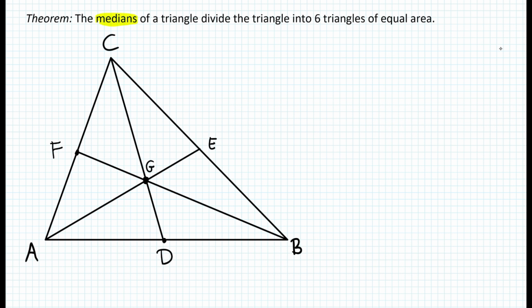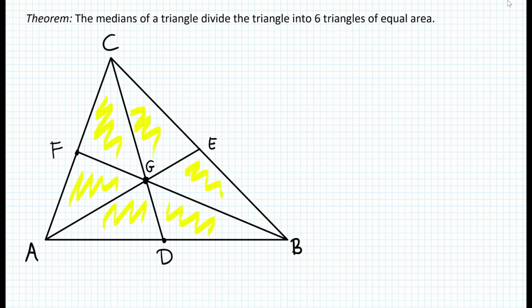So here we're saying that if you draw all the medians, then all these areas here, if you take this area over here, this area, this area, this area, and this area, and this area, so we have 6 areas in total, we're saying that all these areas are equal. How would you prove that? Well, it turns out that this is a simple proof, okay?